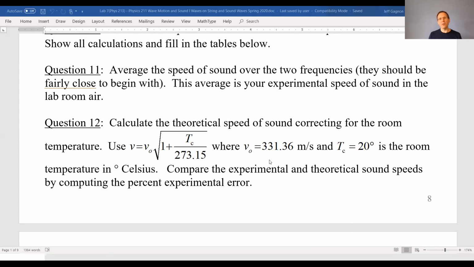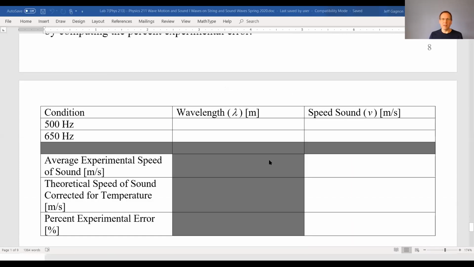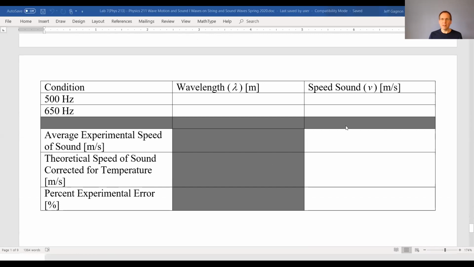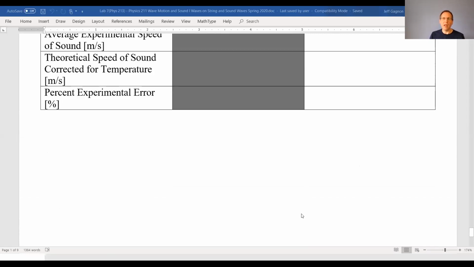And then finally, we want to compare what we got experimentally, our experimental speed of sound using the resonance tubes, to what we just calculated theoretically. You're going to compare them by computing the usual percent experimental error. And again, make sure you show me all these calculations. And then that will be your lab report for lab 7.